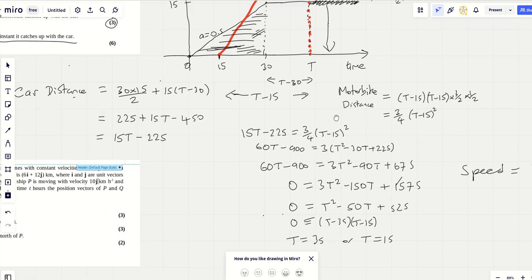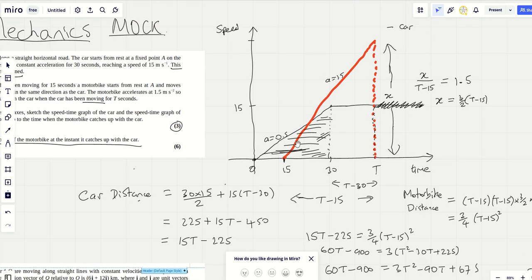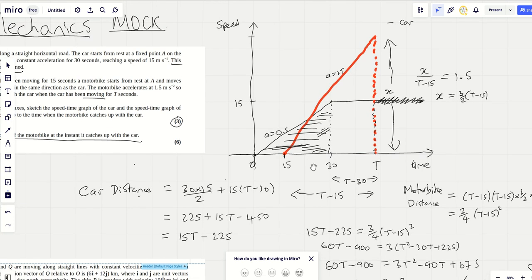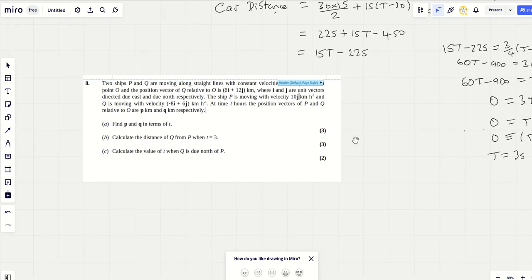Yeah, it's an interesting question. It really is. I like those ones where the car overtakes the motorbike or the motorbike overtakes the car. They always make you think. They really do always make you think. There's no doubt about that. It's a toughie. It really is.